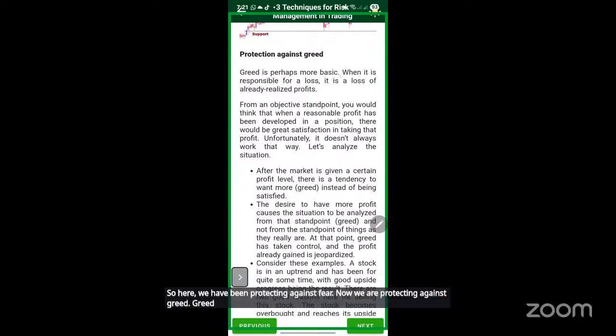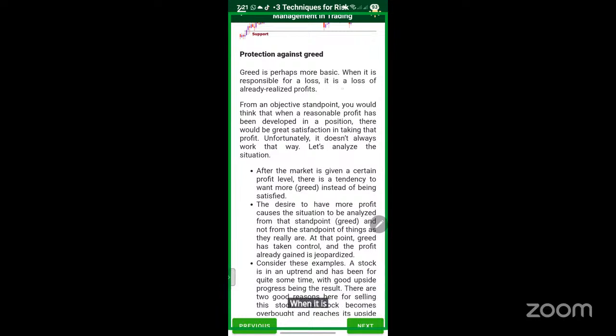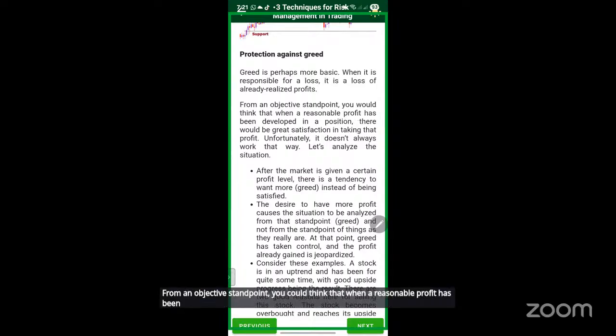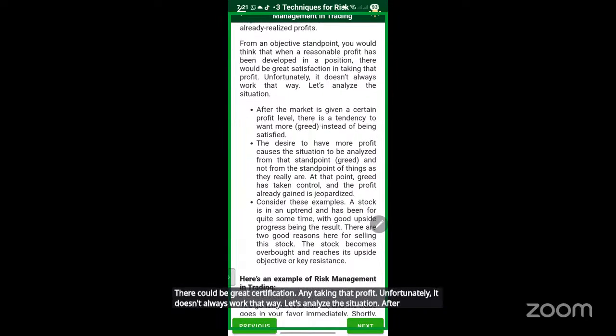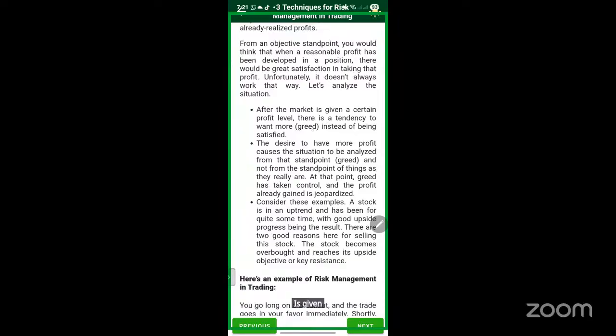Greed is perhaps more basic when it is responsible for a loss. When it is responsible for a loss, it is a loss of already realized profits. From an objective standpoint, you could think that when a reasonable profit has been developed in a position, there could be great satisfaction in taking that profit. Unfortunately, it doesn't always work that way. Let's analyze the situation. After the market has given a certain profit level, there is a tendency to want more, greed, instead of being satisfied.